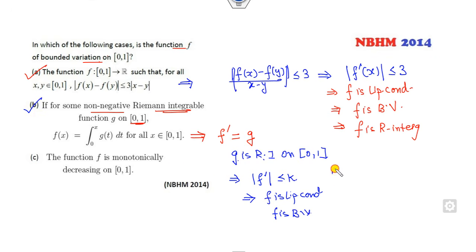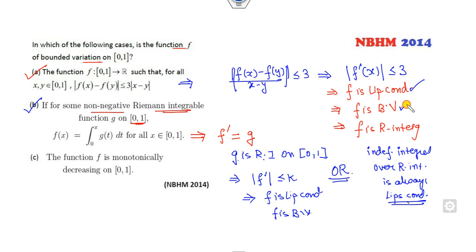Otherwise, you can also think this way, because this is the indefinite integral. The indefinite integral of a Riemann integrable function always satisfies the Lipschitz condition. If it satisfies the Lipschitz condition, it implies it's of bounded variation. Next, f is monotonically decreasing. Only decreasing is not sufficient; we need it to be bounded also. How can you prove that it's bounded? Because it is given that f. How can you prove it's of bounded variation also? Is it true?